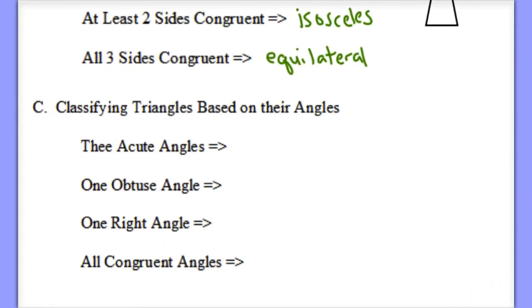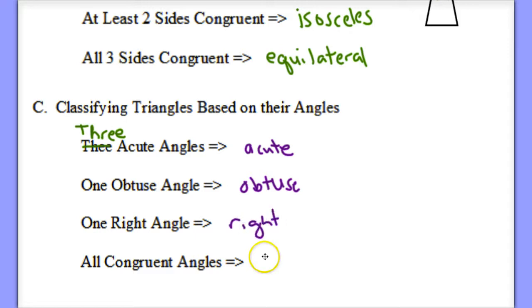Let's classify triangles based on their angles. If we have three acute angles, the triangle is called acute. So if all three angles of the triangle are less than 90 degrees, it's an acute triangle. If one of the angles is obtuse, it's called an obtuse triangle. If one angle is a 90-degree angle, it's called a right triangle. And if all three angles are congruent, it's called an equiangular triangle. Notice the name equiangular, equa for equal, and angular for angle.